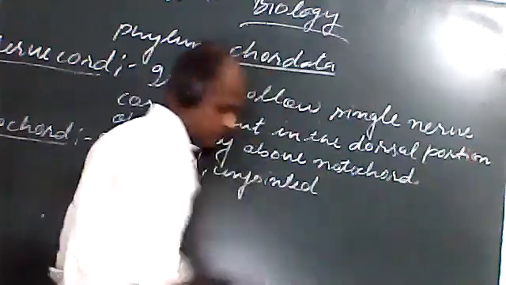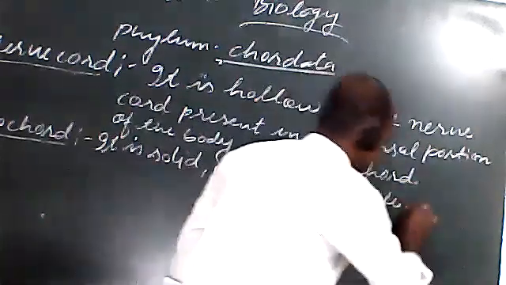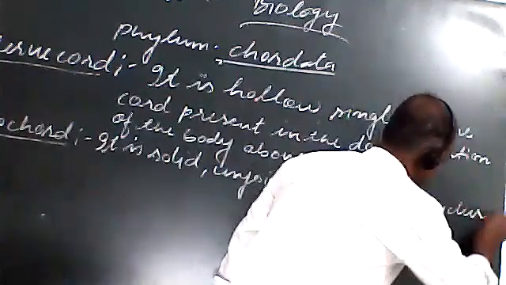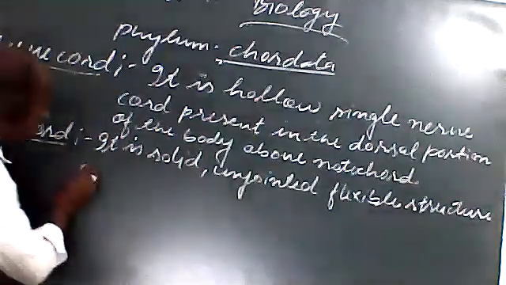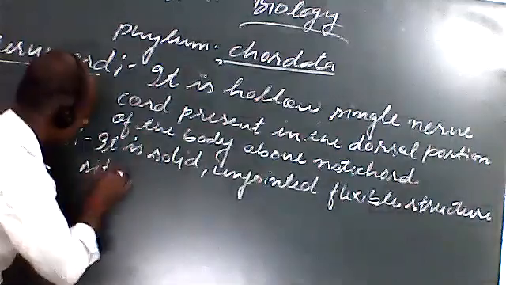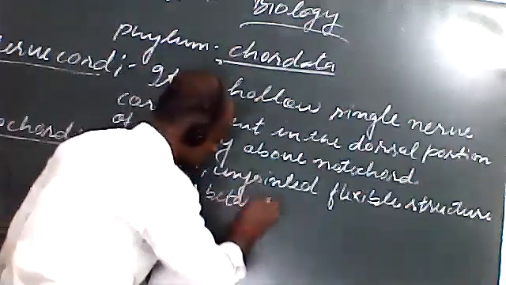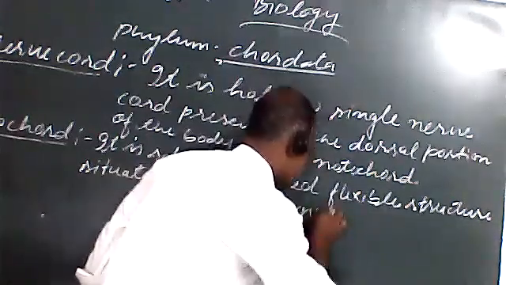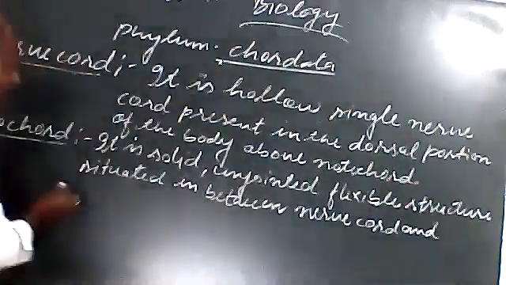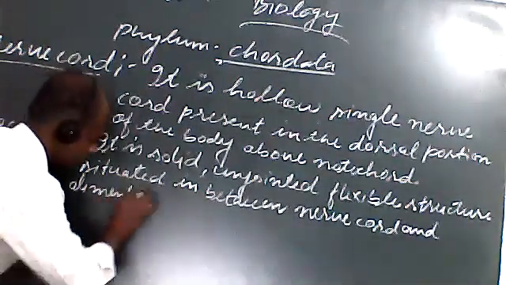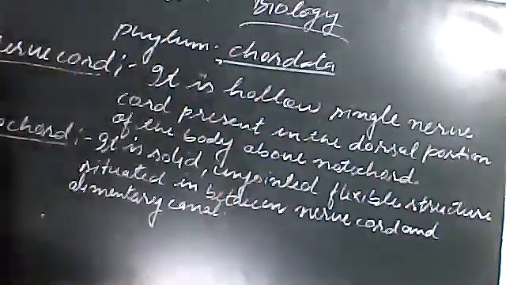unjointed, flexible structure, which is situated in between the nerve cord and the alimentary canal. In between the nerve cord and the alimentary canal.